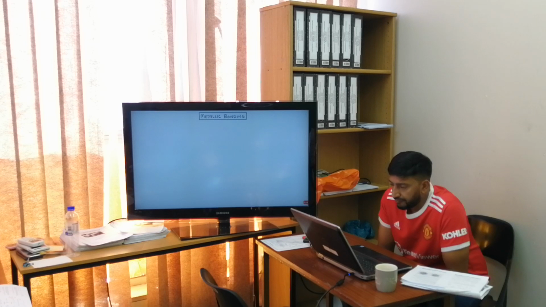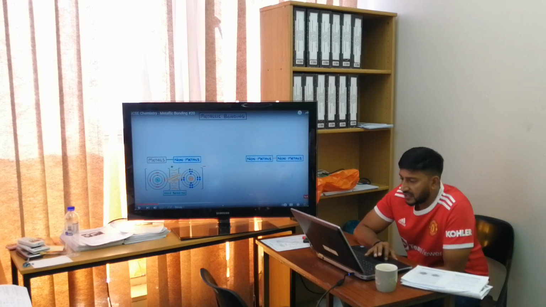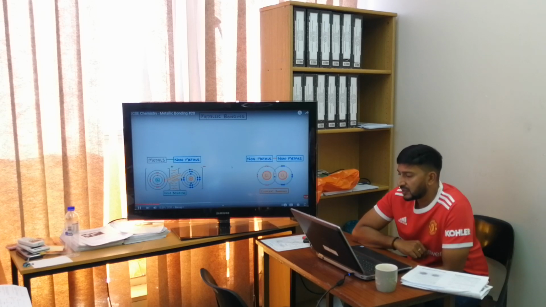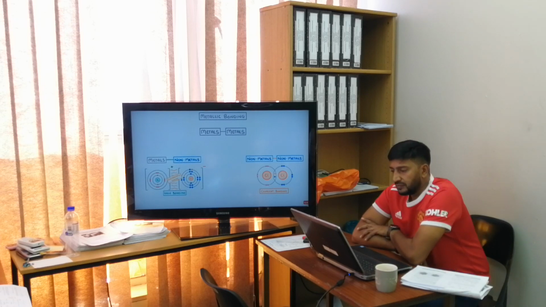To recap, we've already seen that metals bond to non-metals through ionic bonding, and that non-metals bond to other non-metals. So we looked at this already. This is electrovalent bonding. And then we look at non-metals and non-metals, which is covalent bonding. Now we turn to how metals bond to other metals, which we call metallic bonding.